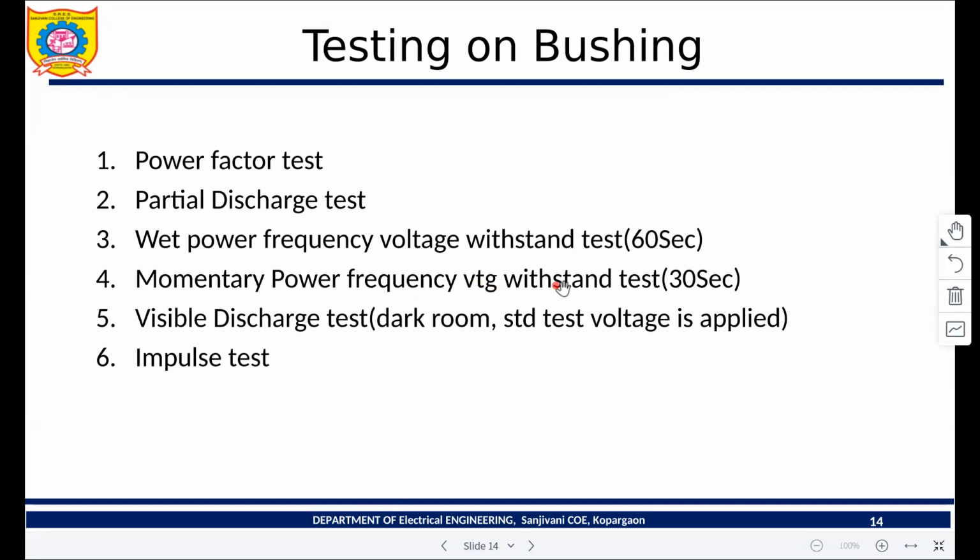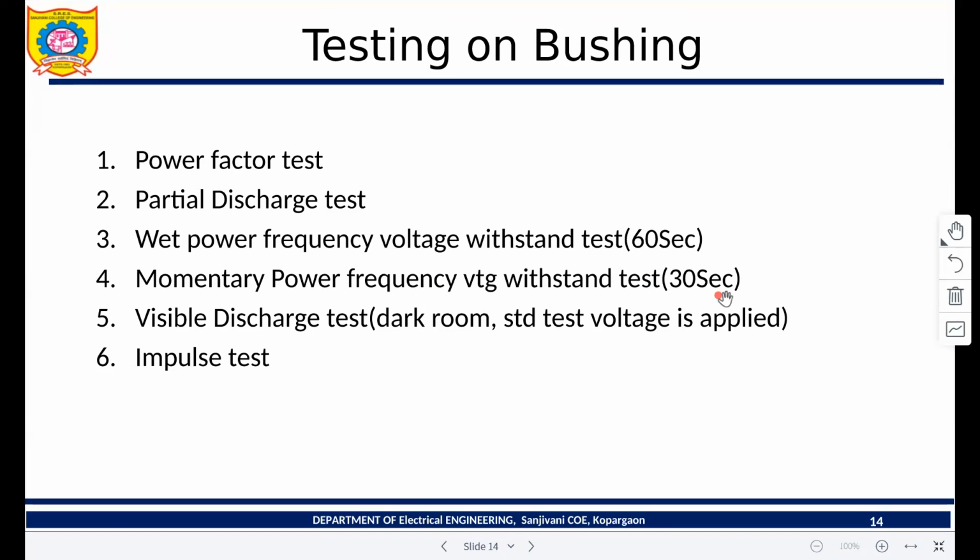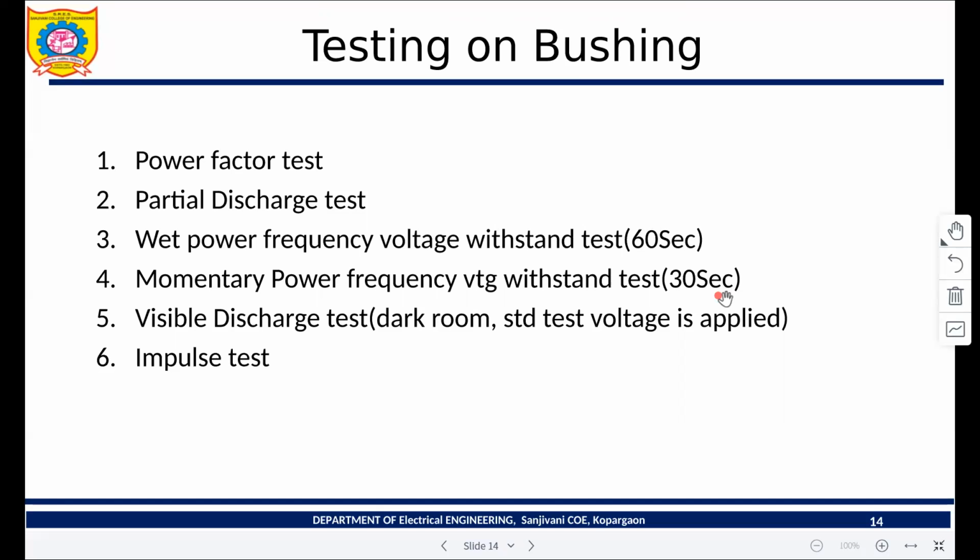Momentary power frequency voltage testing is for 30 seconds. It means after a certain interval of time, you have to apply a certain voltage and check whether that particular bushing can withstand that voltage or not. If during that 30 seconds flashover and puncture occur, you have to replace that bushing. If there is no puncture and no flashover, it can be sustained, it is tested okay. That is called your power frequency voltage withstand test.